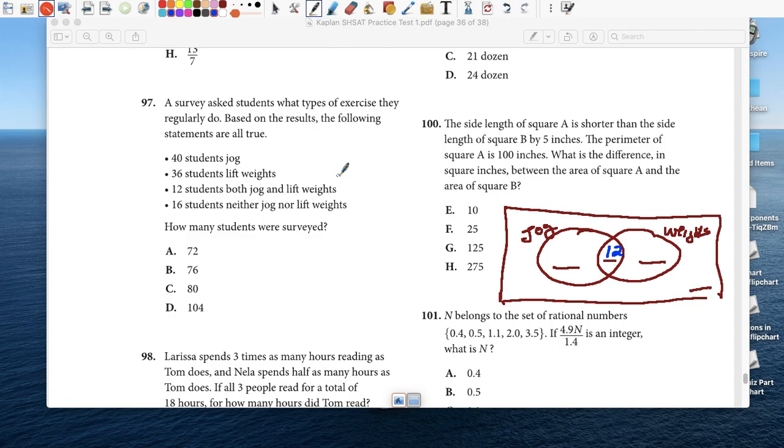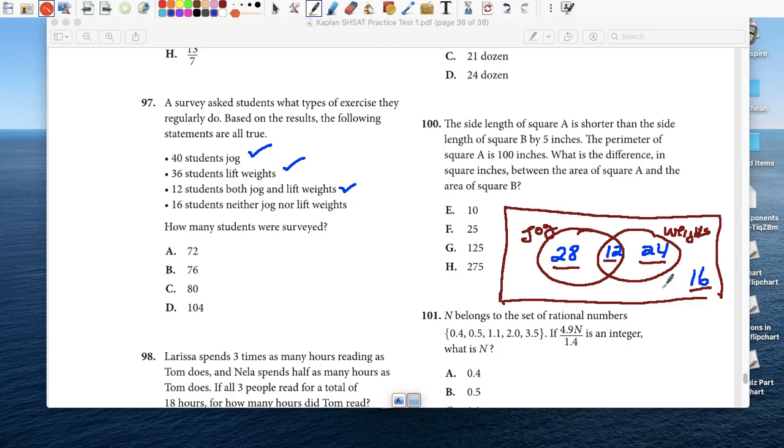So that, check. Now I can go back to the first statement where it says 40 students jog. I need 40 students in the jogging circle. I already have 12, so that means it's 28. 28 plus 12 is 40. I have 40 students jogging. Good. 36 students lift weights. Already have 12 lifting weights, so 36 minus 12 means there's 24, so I can do that. 16 don't like to jog or lift weights, they probably do something else, and I put the 16 over here.